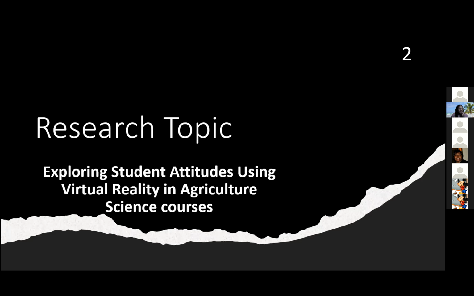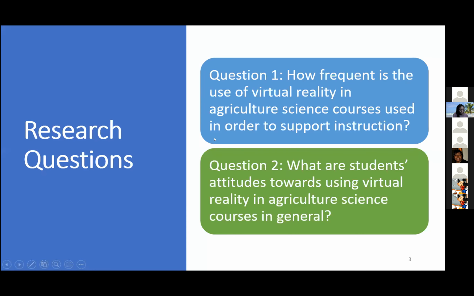Hello, everyone. My research topic is on exploring student attitudes using virtual reality in agriculture science courses. These are the research questions. First question is, how frequently is virtual reality being used in agriculture science courses to support the instruction? And the second question is, what are the student attitudes towards using virtual reality in agriculture science courses in general?